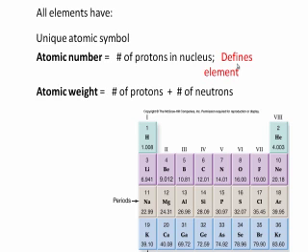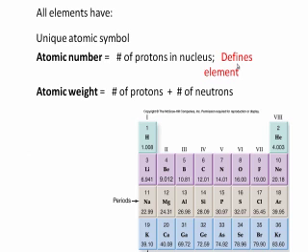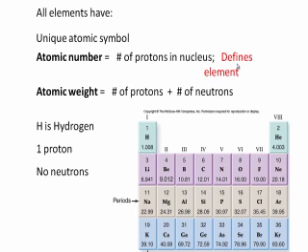Elements also have a specific atomic weight. The atomic weight is the number of protons plus the number of neutrons. Recall, the protons and the neutrons are the only particles that have weight. Electrons are largely ignored when calculating atomic weight. So, for example, hydrogen, atomic number 1, it has 1 proton. Its weight is 1, and so the most common hydrogen has no neutrons.